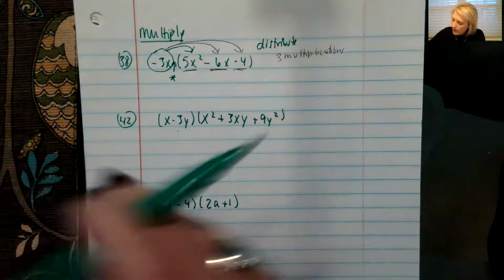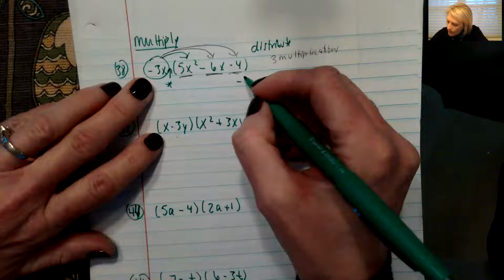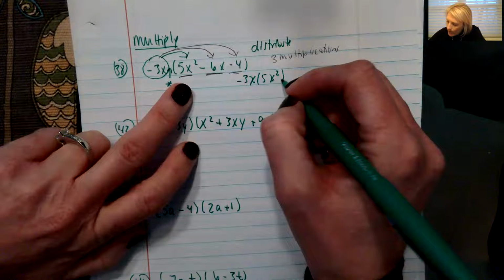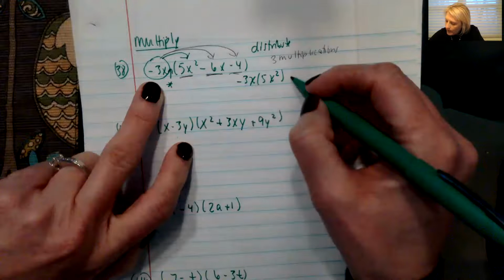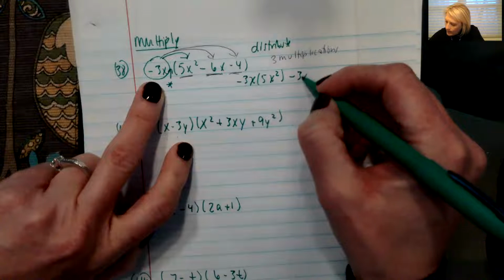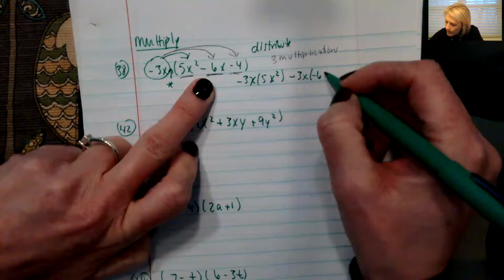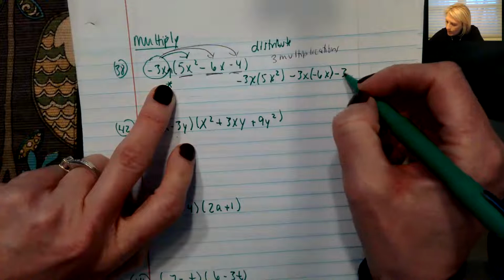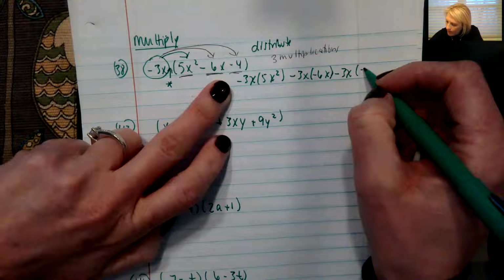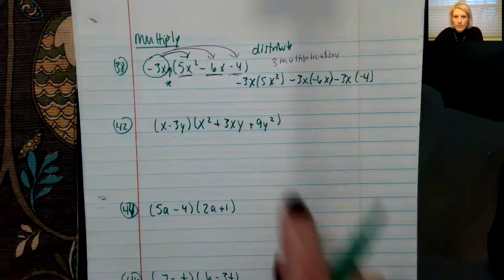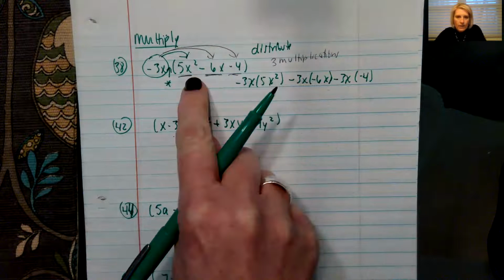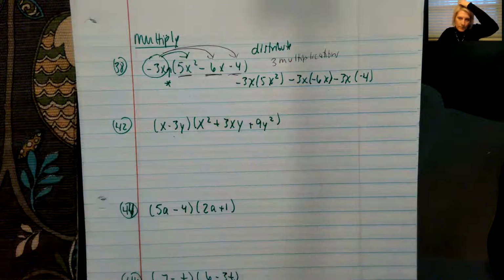So let's go ahead and write that out. So it's going to be a negative 3x. And I'm just going to put these in parentheses so I can see what I've multiplied. And then I've got a negative 3x times the negative 6x. And then I have a negative 3x times the negative 4. So there's my 3 multiplications. See where I multiplied this negative 3x times each of the things in my parentheses. And now I can go ahead and actually complete that multiplication.